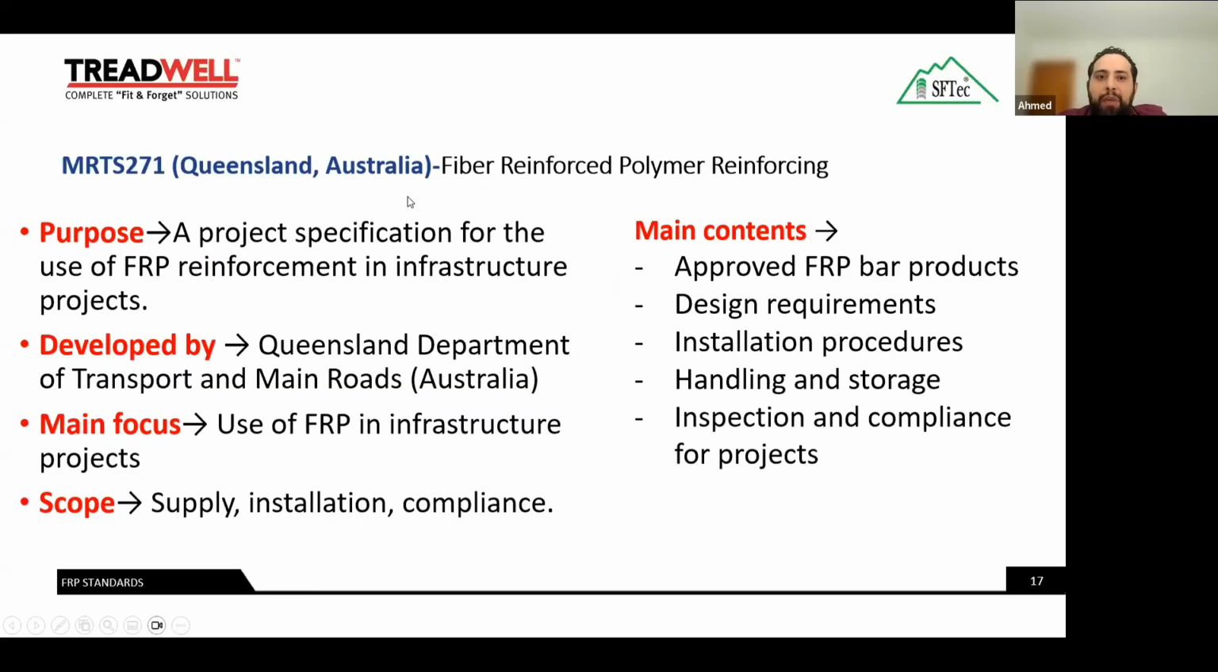Now MRTS 271 is another document. It's a specification used by the Queensland Department of Transport and Main Roads. Unlike the previous standards, this specification focuses on project implementation. It defines requirements for approval of FRP products, installation procedures, handling procedures, storage procedures, and finally inspection requirements.